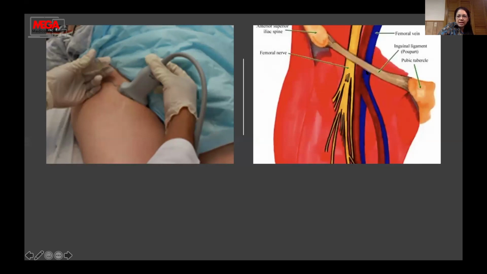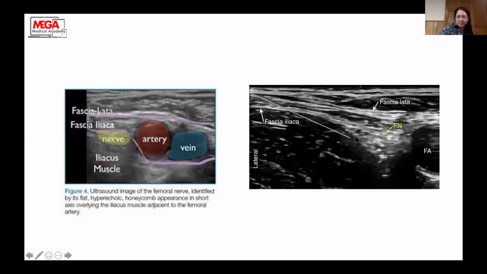So this is the anatomy. It's very important that we know the vein is the most medial, then the artery is in the middle, and the femoral nerve is most lateral. The femoral nerve is a big nerve and usually it's flattened. So the ultrasound gave us eyes to see things that we used to do blindly. We put the ultrasound here and we look for this.